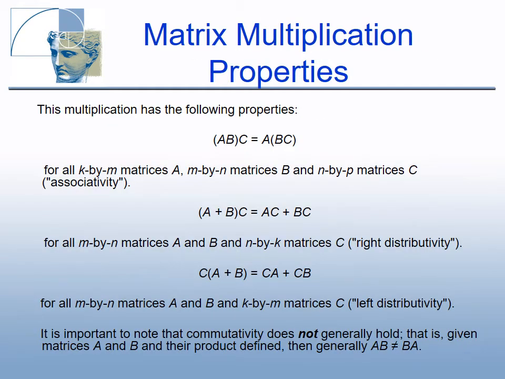The matrix multiplication is an associative operation. See the top expression. It is also a distributive operation. See the right and left distributivity in the lower expressions. It is important to note that commutativity does not generally hold. That is, given matrices A and B and their product defined, then generally AB does not equal BA.